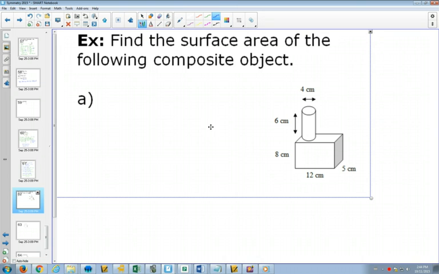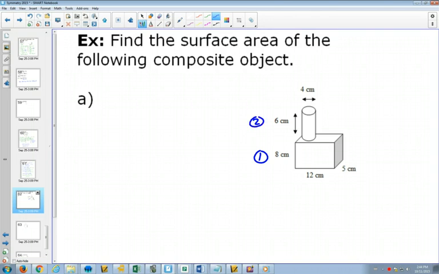So if we label our shapes, we could label this one on the bottom as our first shape, and the cylinder is going to be our second shape. And we're going to use the same strategy that we did before. We're going to find the complete surface area of our first shape and our complete surface area of our second shape. And then once we've done that, we're going to think about what would happen if I pulled it apart.